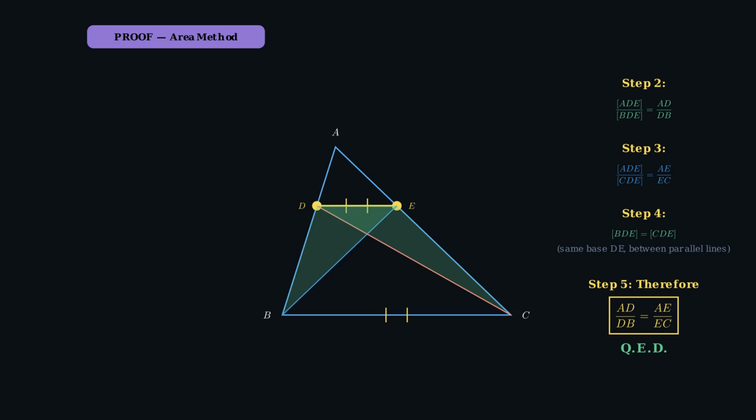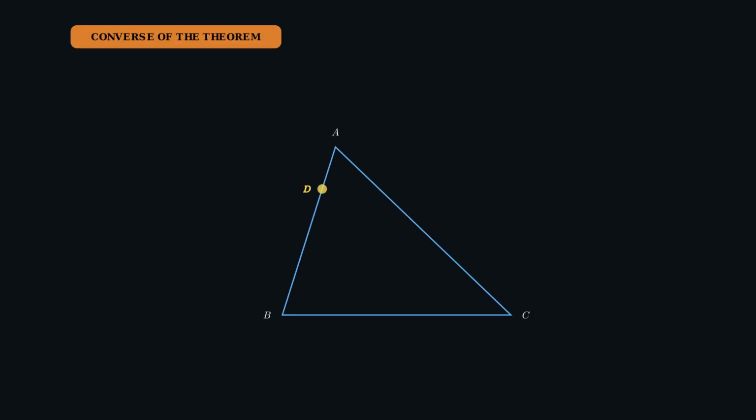This completes the proof. The converse of Thales' theorem. The theorem also works in reverse. Suppose you draw a line through triangle ABC that cuts side AB at D and side AC at E. If the ratios AD over DB and AE over EC are equal, then the line DE must be parallel to BC. This is incredibly useful in geometry problems.